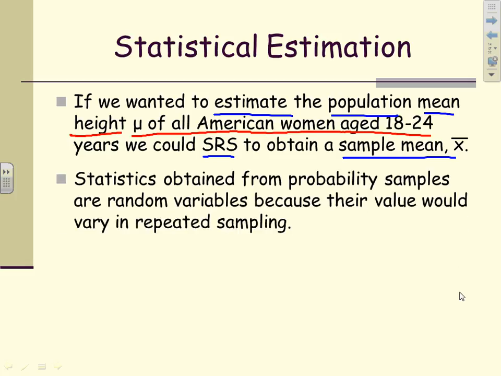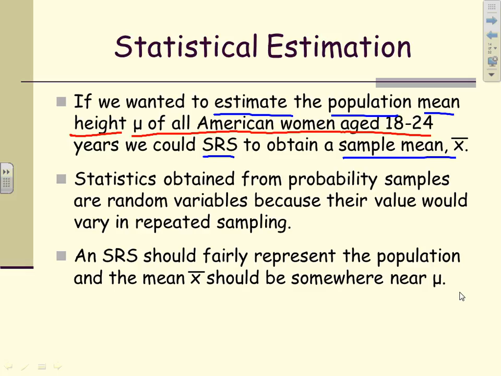Now, if we were to take many samples, well, sure, we would end up getting different means, because if I took a sample of 5, I might get a mean of, say, 63 inches. Somebody else took a sample, they might get a sample mean of 64 inches, and it's going to vary because we have different people in our samples. That makes sense. However, if we were to take all of these samples and put them together, then we would probably get a mean, x bar, that would be somewhere near the true mean, mu.